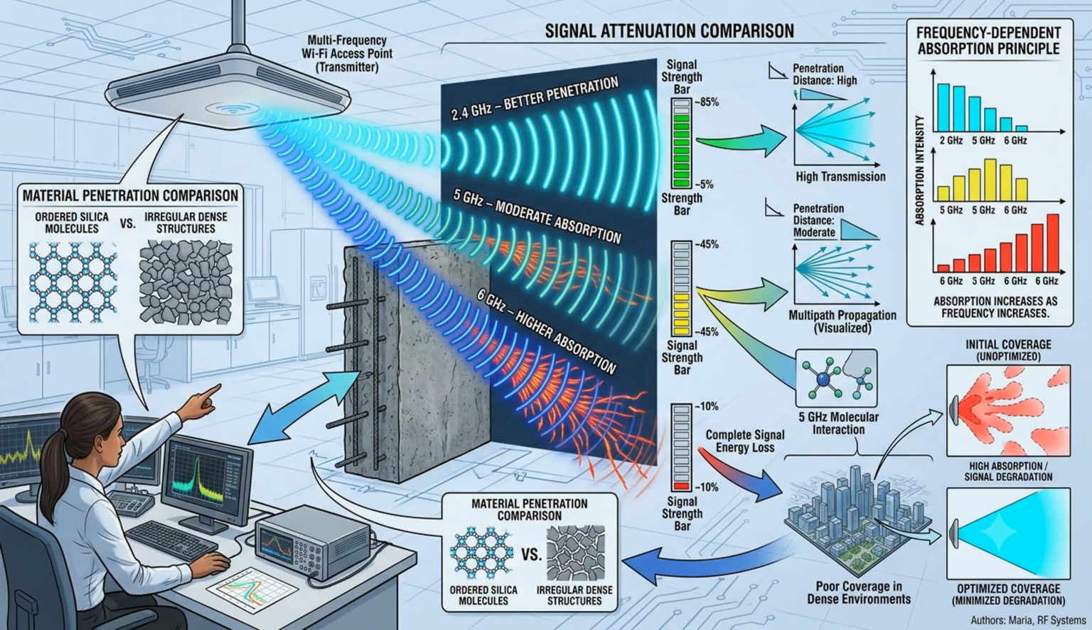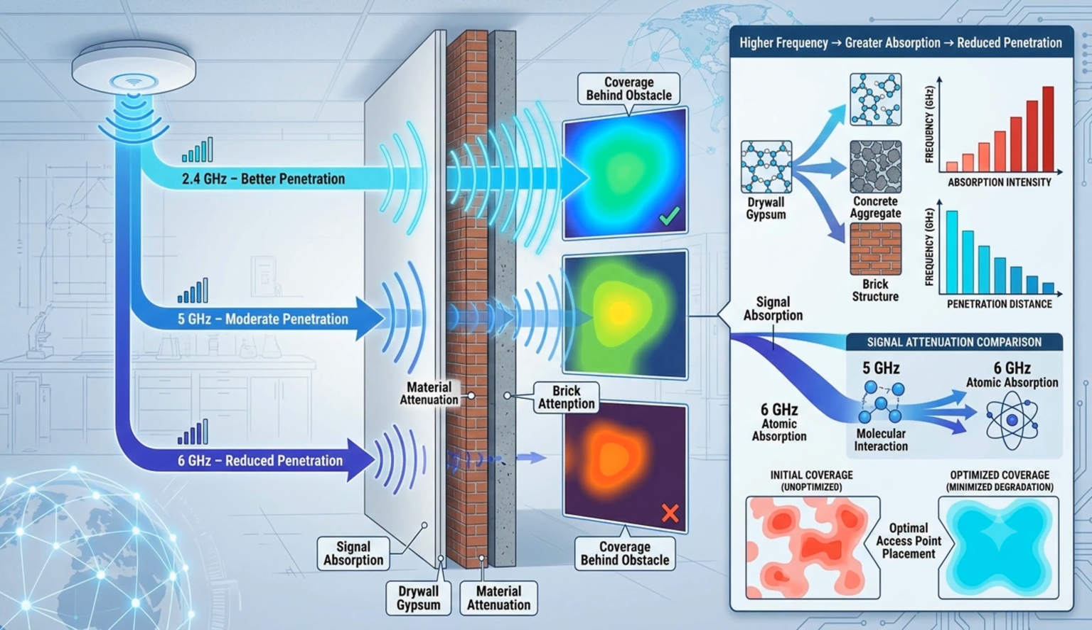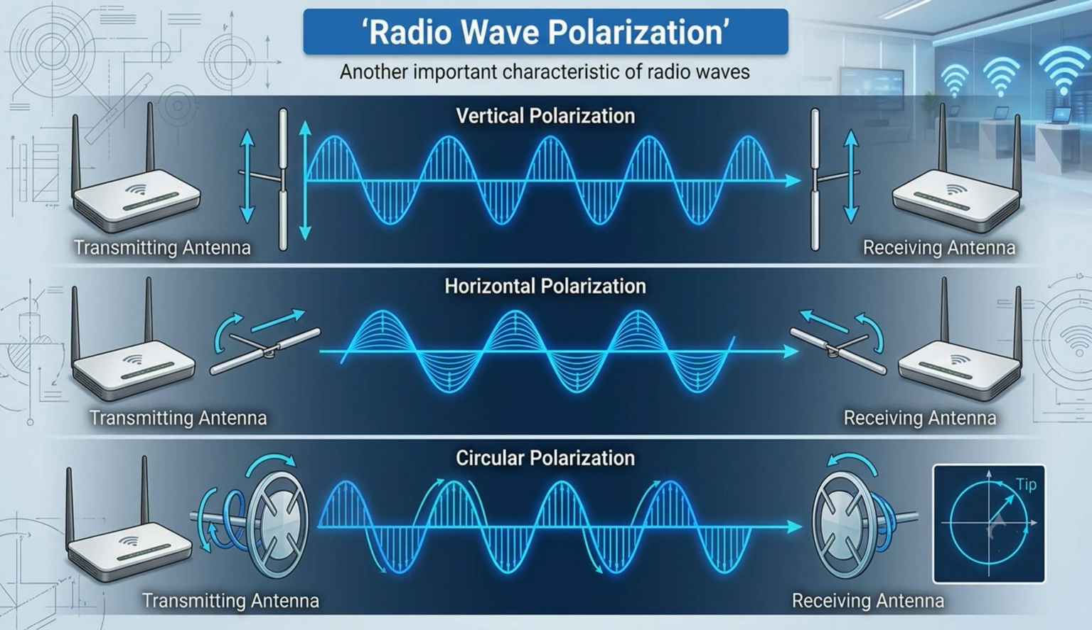The amount of absorption also depends on the signal frequency. Higher frequency signals typically experience greater absorption than lower frequency signals when passing through the same material. This is one reason why higher frequency Wi-Fi bands often have reduced penetration compared to lower frequency bands. Understanding absorption is essential for wireless network design, as building materials and environmental obstacles can significantly influence signal strength, coverage and overall network performance.